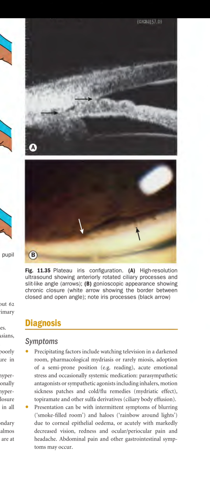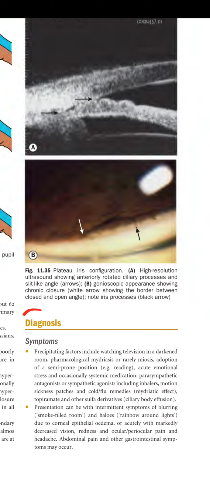So, how will you diagnose a patient of angle closure glaucoma? Symptoms and precipitating factors include watching television in a darkened room, pharmacological mydriasis or rarely miosis, adoption of a semi-prone position, for example reading, acute emotional stress, and occasionally systemic medication: parasympathetic antagonists or sympathetic agonists, including inhalers, motion sickness patches, and cold and flu remedies, mydriatic effects, topiramate and other sulfa derivatives, ciliary body effusion.